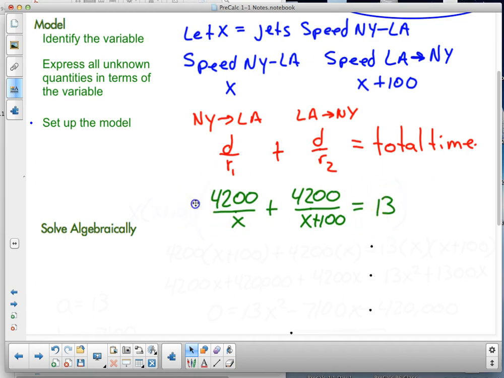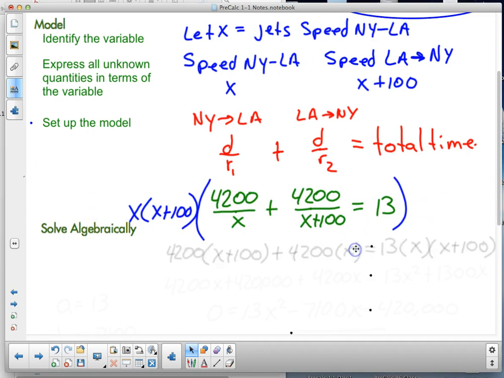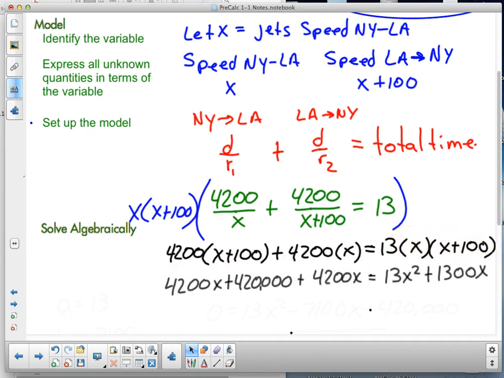Okay, so I'm going to multiply by x times x plus 100 to clear my fractions out. So my next step is this, and now I have to distribute and combine my terms, and then get things solved across the equal sign. So I've got 4,200x, 4,200x plus 420,000, and then 13x squared plus 1,300x. So that's why I'm going here. And now I'm going to get everything over on this side. The reason I'm going to the right is that way I want everything positive. Okay, and then I can rearrange stuff as I go.